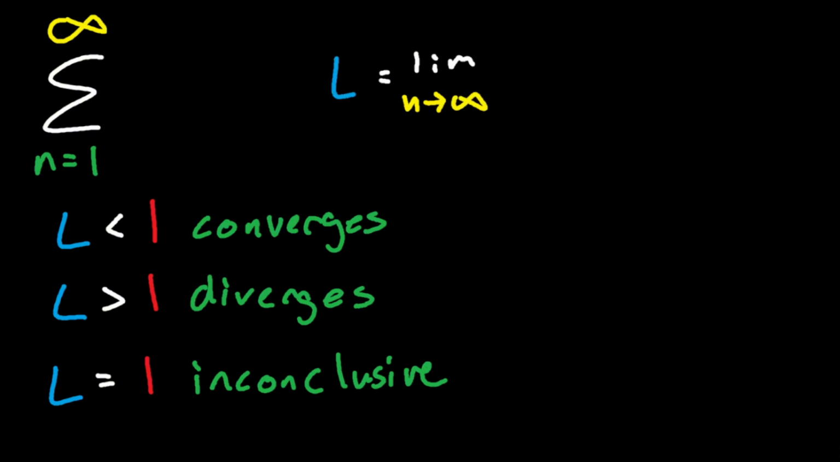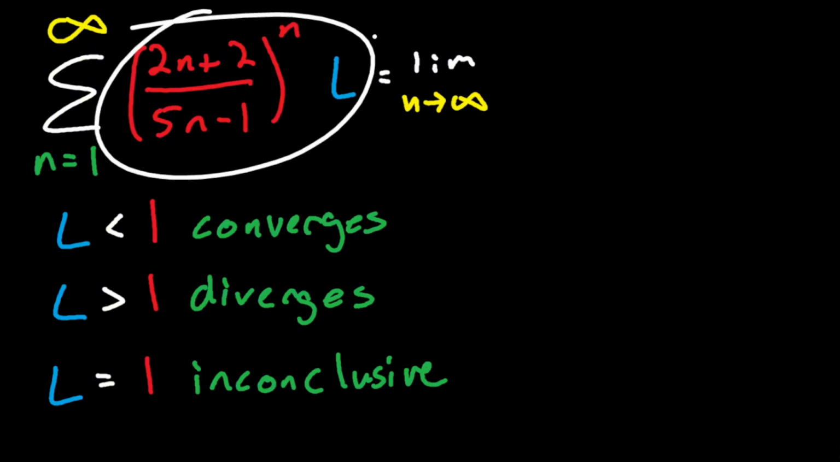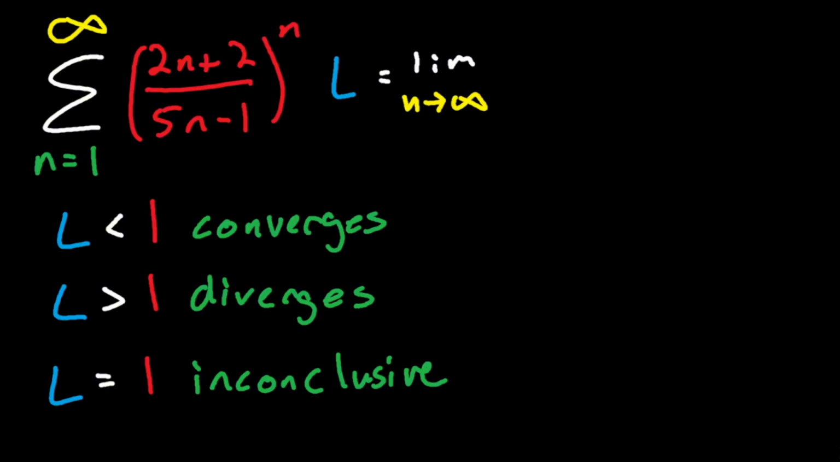Let's erase this. An example problem would be, let's use the one I showed at the beginning: 2n plus 2 over 5n minus 1, all to the power of n. So this right here is our series. We need to determine whether or not this converges or diverges.